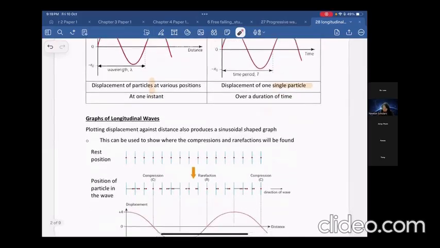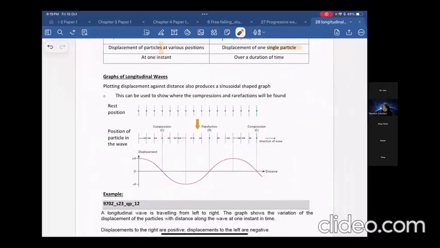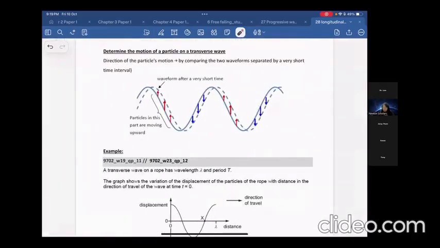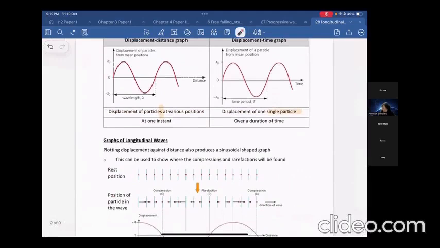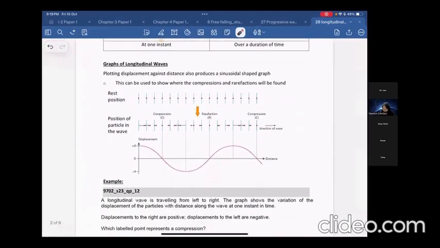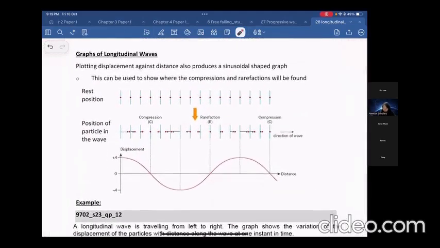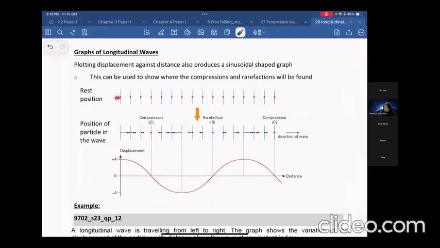Here we have two waves, longitudinal wave or transverse wave. We will learn this too. For a longitudinal wave, at rest position, all the particles have equal distance between each other. All these are particles. Here I observe all the particles. Then here you see this displacement is positive A, and this displacement is negative A.